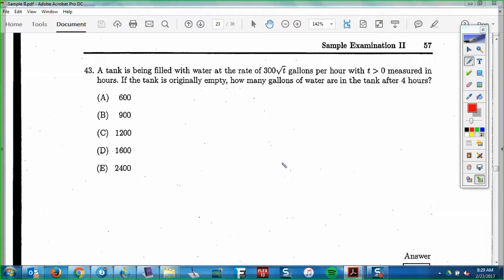Where are you getting 600? Put the 4 in for t? No, because that's gallons per hour. Doesn't it make sense that this is a rate? Couldn't we call that F prime? Since we're talking about gallons, maybe we should call it G prime. Doesn't it make sense that G prime would be 300 t to the 1/2? Gallons per hour.